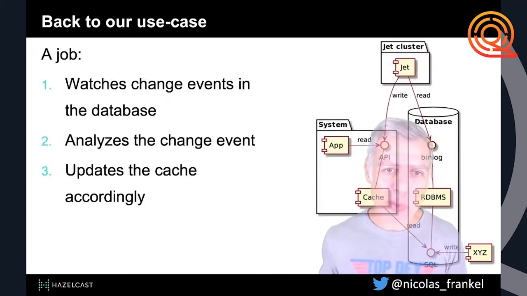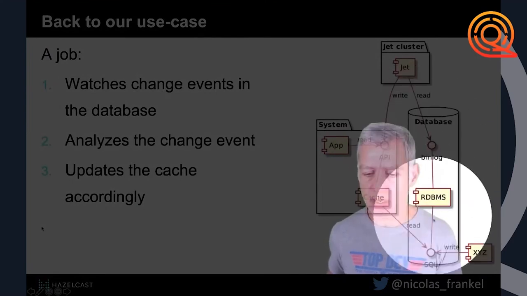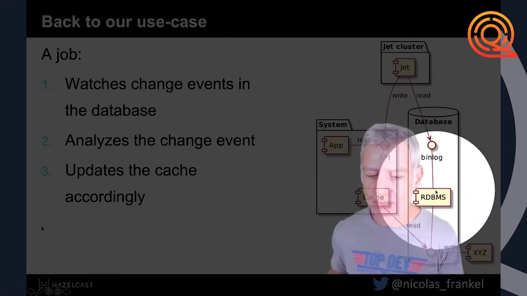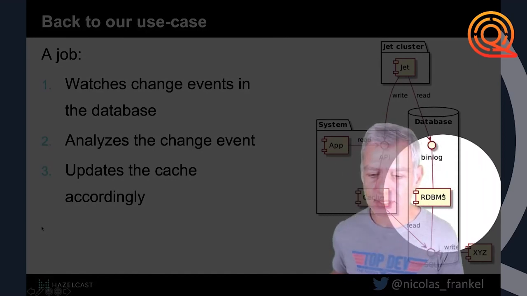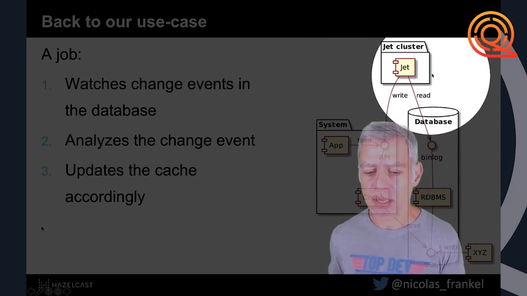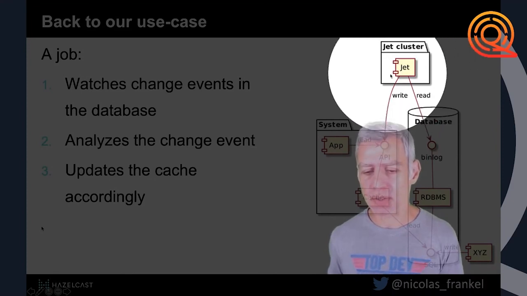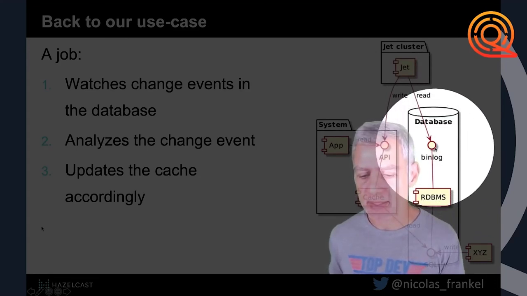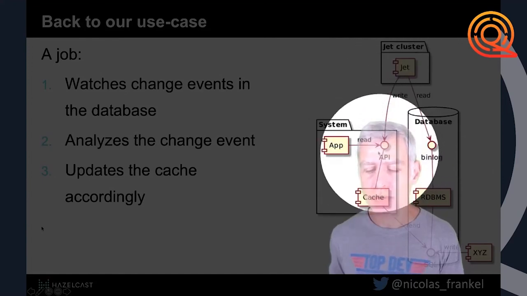Now let's get back to our use case, because now we've got all the pieces that we need. We still have our application that writes to the cache, we still have our database, and we still have this component that writes to the database behind our back. Then back to the problem at hand: how do we keep the cache in sync with the database? What we will be doing is having a Jet job, and the Jet cluster will be a single node that, every time there is a change to the database, will capture the change and write it down to the cache through the cache API.